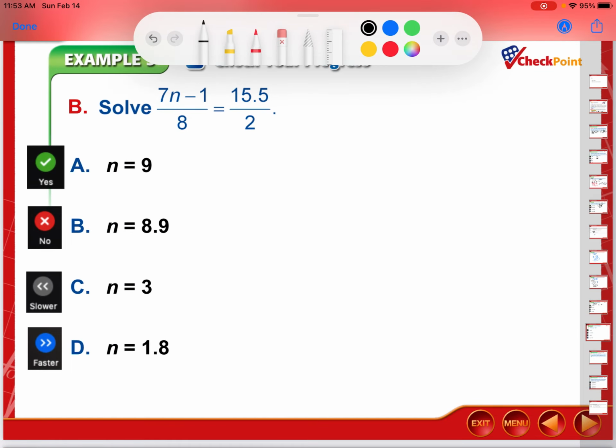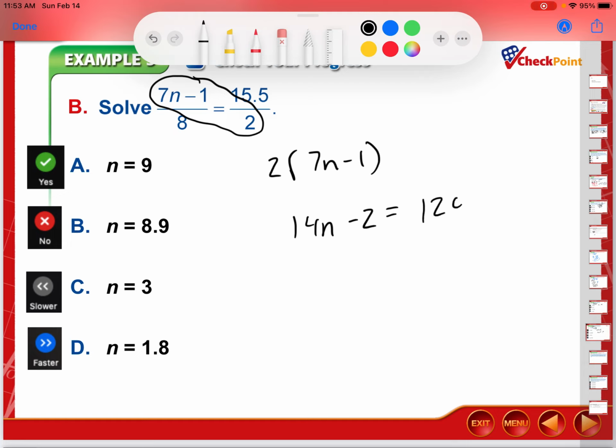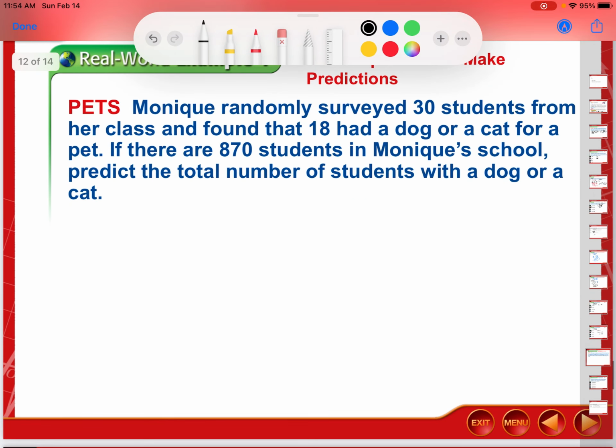All right, then we would do this one as well. Once again, this is one of our tricky ones where we do have to use distributive properties. So we would do 2 times 7n minus 1, or 14n minus 2 equals 8 times 15.5, which would be 124. Add our 2 to both sides, get 126 equals 14n. 126 divided by 14, which would be 9. There we go. Yay. Happy, happy, happy.